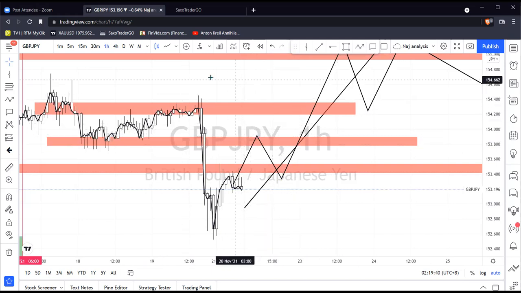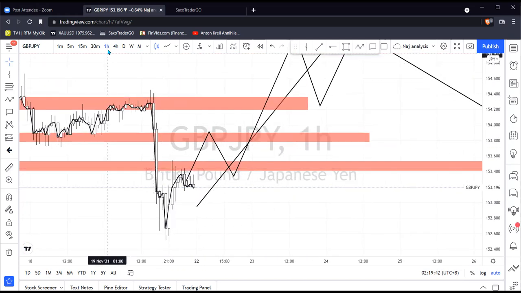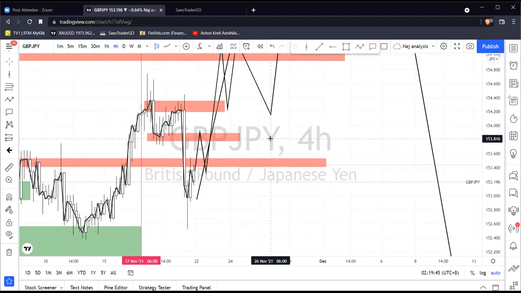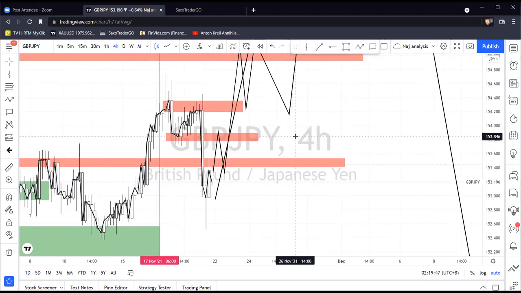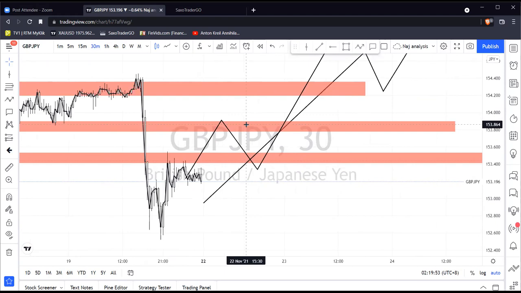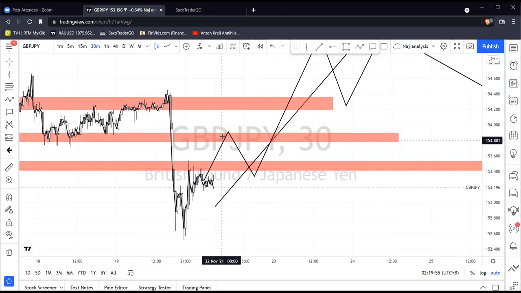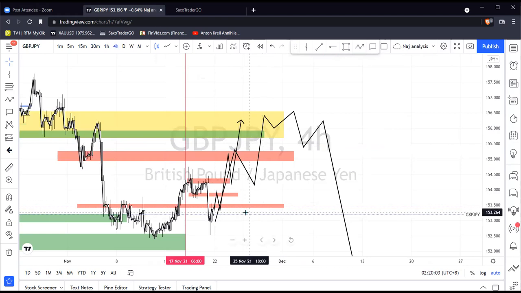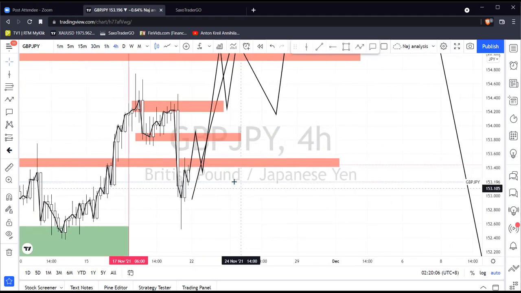So H4, the confirmation, the setup would be on 30. Okay, so you would want to see what's the reaction here. If it does a breakout sell, then it's probably going to respect here, going to go down a bit and collect the orders. So you guys need to plan your trade, plan your strategy.